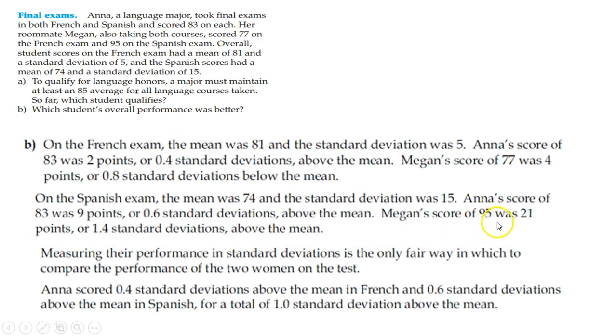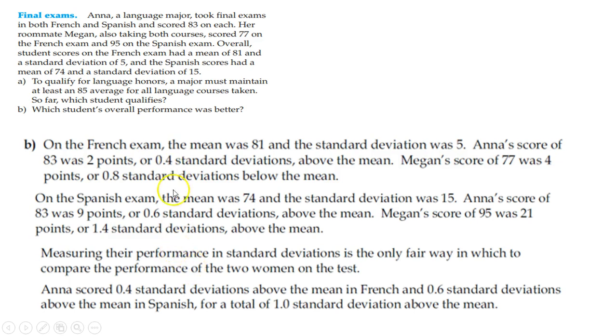Megan's scores total 1.4 standard deviations above the mean. What we're getting at is who actually did better. If you look at the standard deviations instead of what they had to get on the test, you see the difference. You say one is qualified, but technically the other one could also be qualified. Anna scored 0.4 standard deviations above the mean in French and 0.6 in Spanish, for a total of 1. So she was 1 standard deviation above the mean, as opposed to Megan, who scored 1.4 standard deviations above the mean. They both did well.